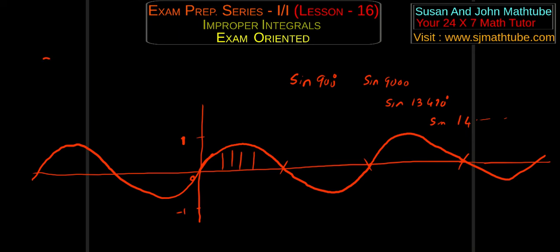So you have to understand a fact: sine infinity is a finite number. Look at this. Let it be 900, let it be 9,000, let it be 13,000, let it be 1 lakh, let it be 10 lakh, whatever. The answer will be between minus 1 and 1. So please note one very important fact.